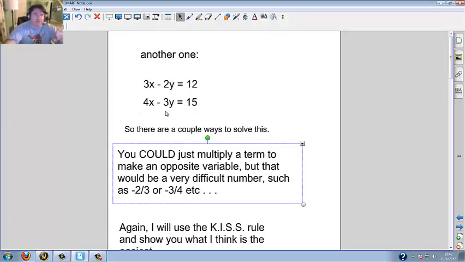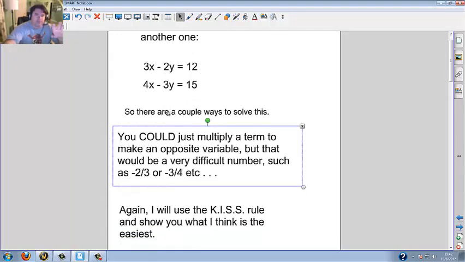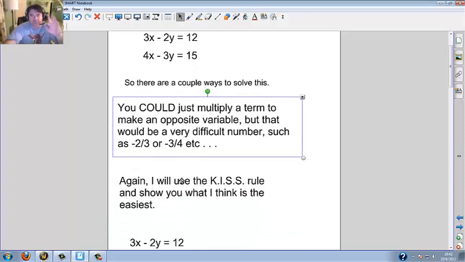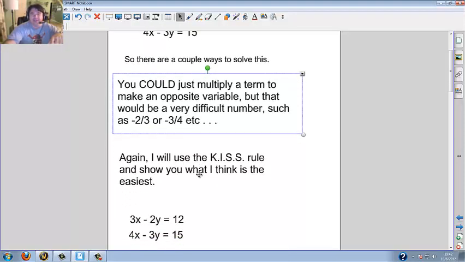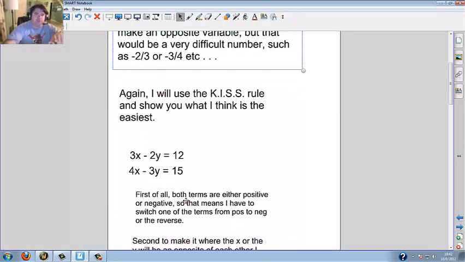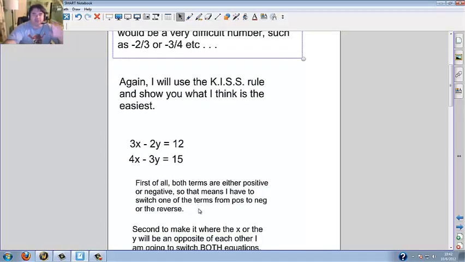Now there's a thousand different ways I could do this. What I'll do is this. I'm going to use the KISS rule, which is keep it simple, and show you what I think is easiest. Well, first of all, both terms are either positive or negative anyway. So that means I'm going to have to switch one of them from positive to negative or negative to positive. It doesn't matter if I make this negative or this positive or this negative or this positive. I have to figure out some way to make them opposites.